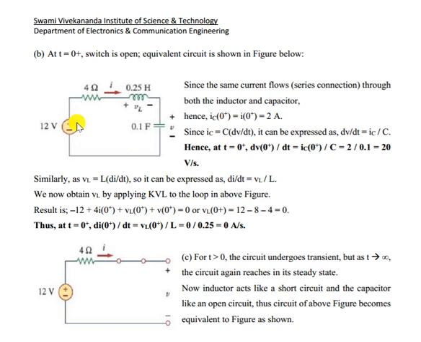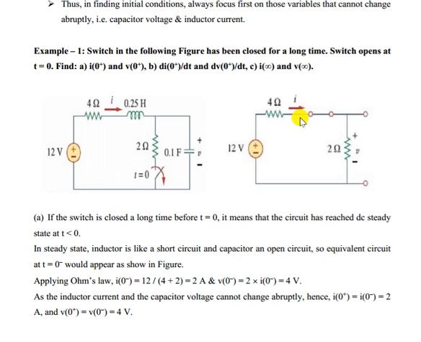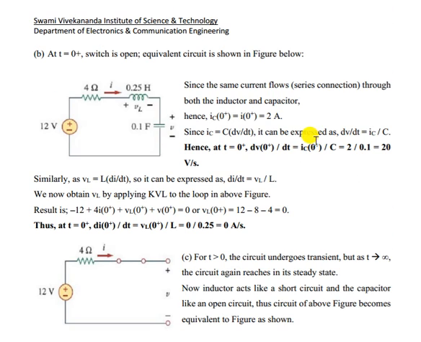This is a series circuit, so whatever current is flowing is equal to your IC current. So IC(0+) equals I(0+), equal to 2 ampere. Here we have the inductor current, but in this circuit, at t equal to 0 plus, we don't treat the inductor and capacitor as short circuit or open circuit. So here IC is equal to that I value, which is 2 amp.